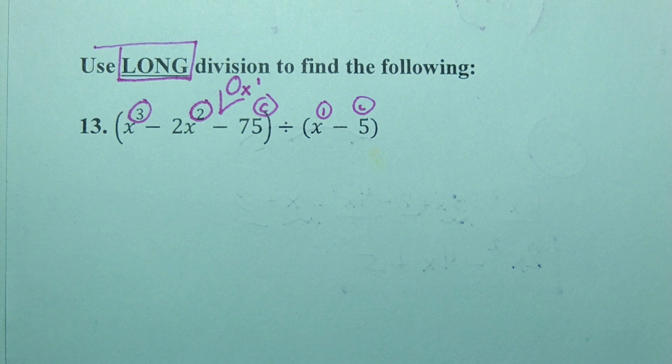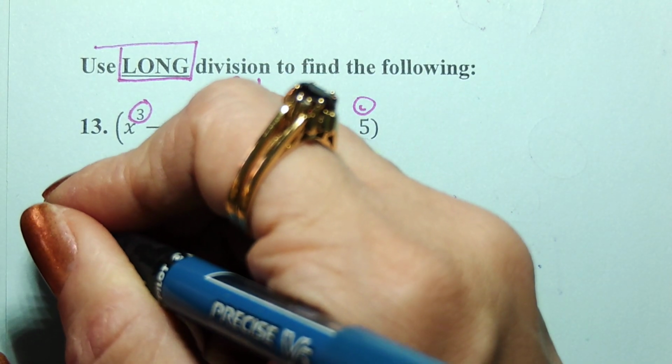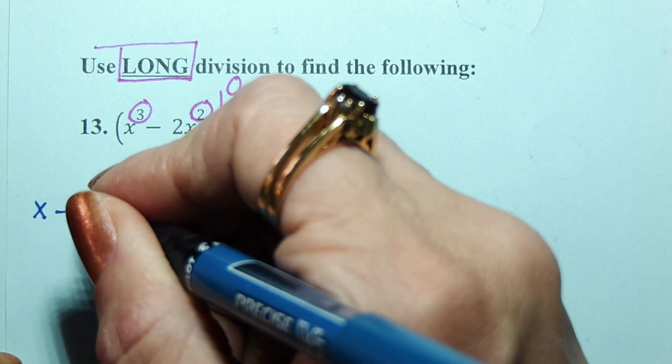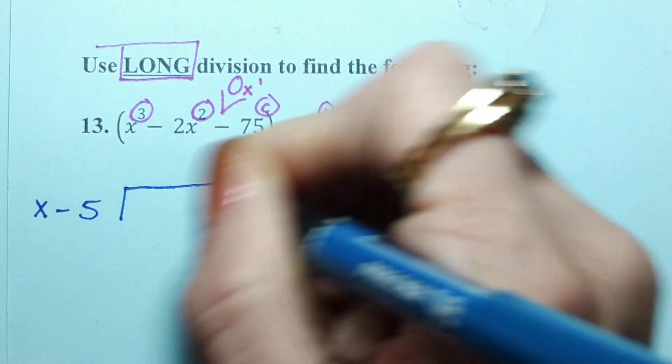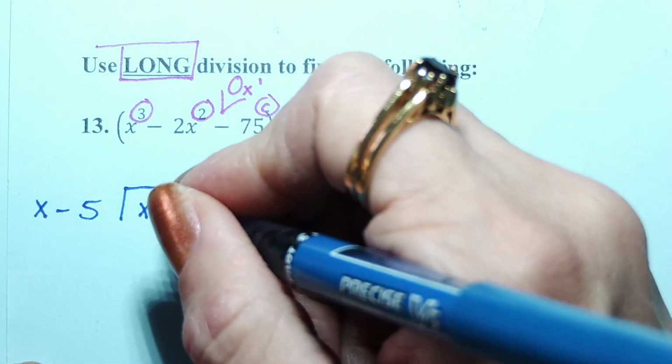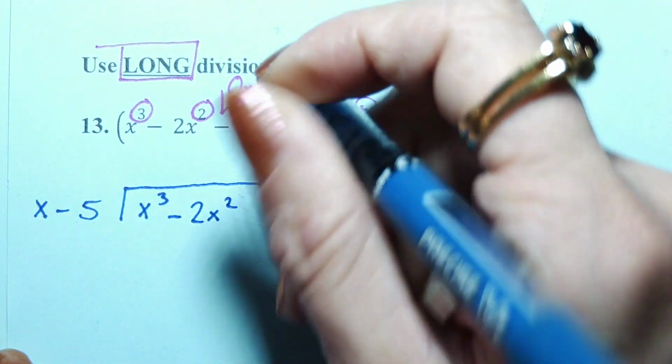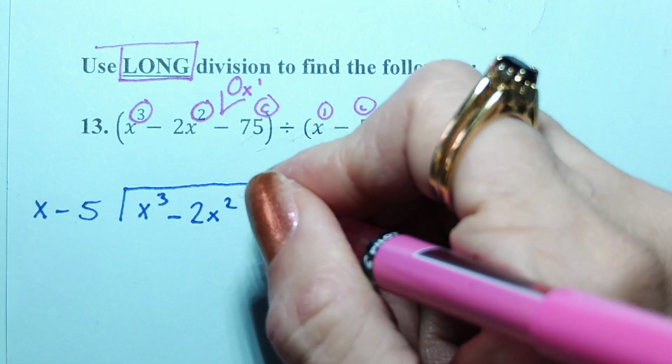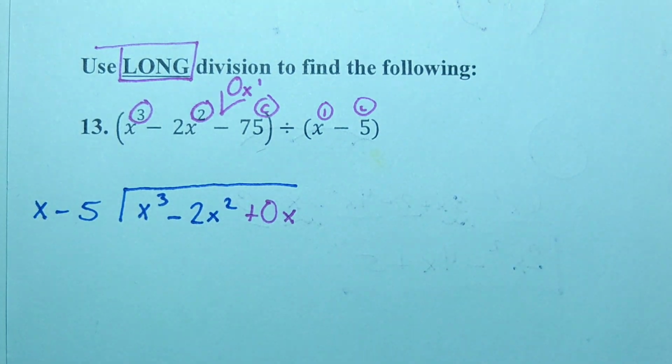So who goes in the dividing house, first one or second one? First one goes in the house. Second one goes on the outside. So x minus 5, x cubed minus 2x squared plus 0x. Oh, shoot. Wait, what are we doing?